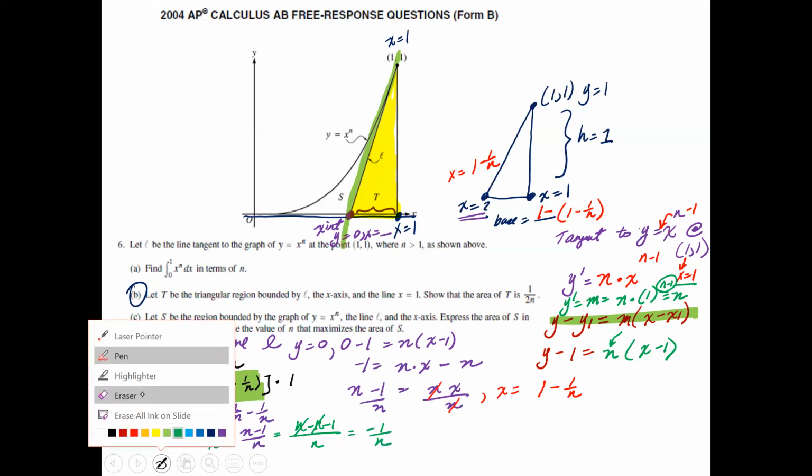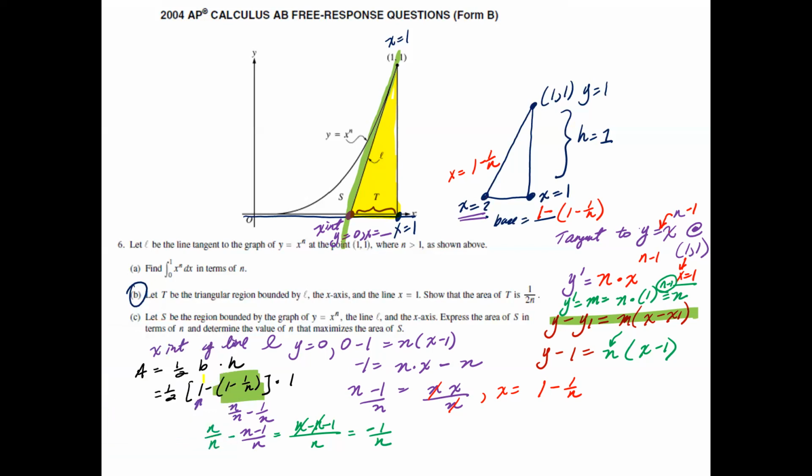Okay, so now that we have figured out that this entire thing right here results with -1 over n, let's go ahead and rewrite this. Area is equal to 1/2. We're replacing this entire yellow highlighted part with times -1 over n times 1, which doesn't change anything.